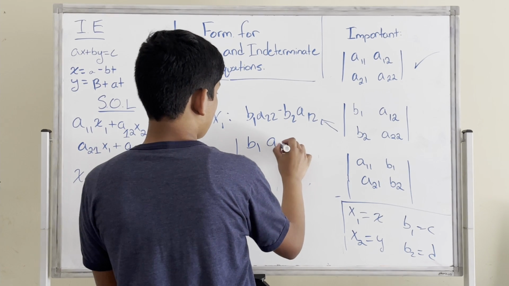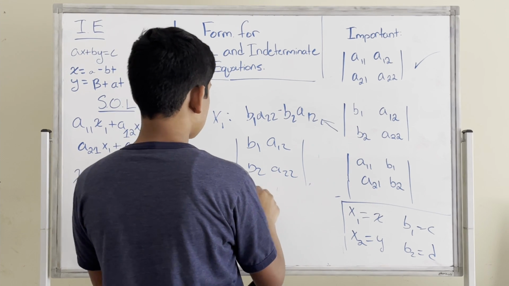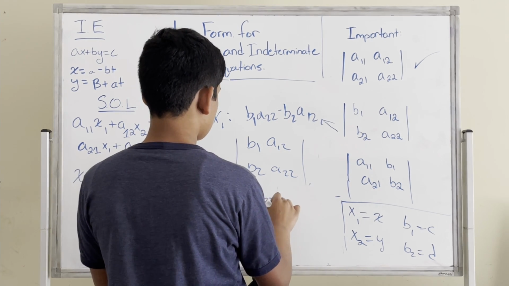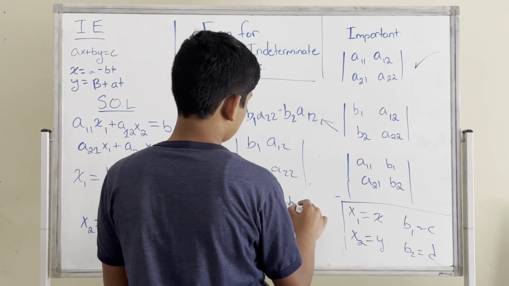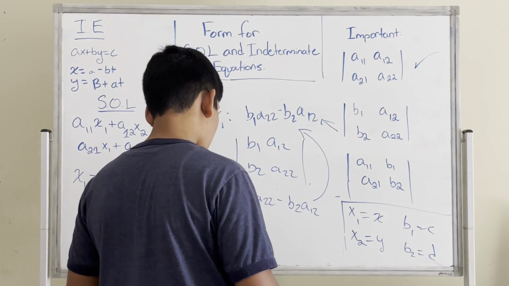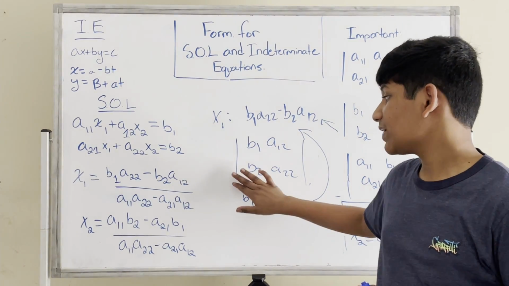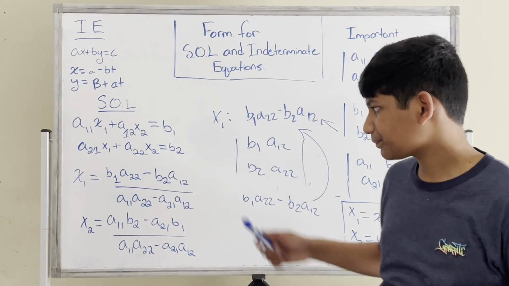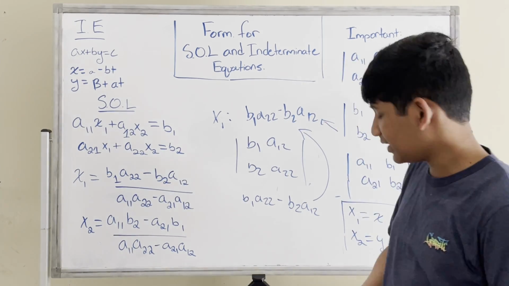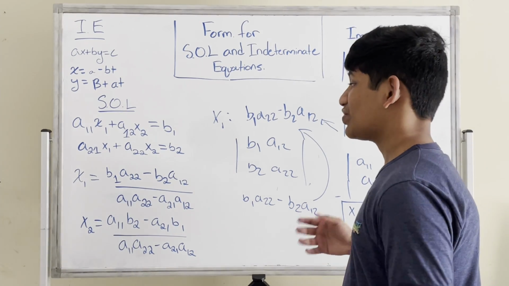b1, a12, b2, a22. Because we have b1 times a22 minus b2 times a12. This will be precisely that. So as you can see over here, this determinant is just going to equal this over here. So that's actually pretty special, because it's interesting how we just have different determinants.